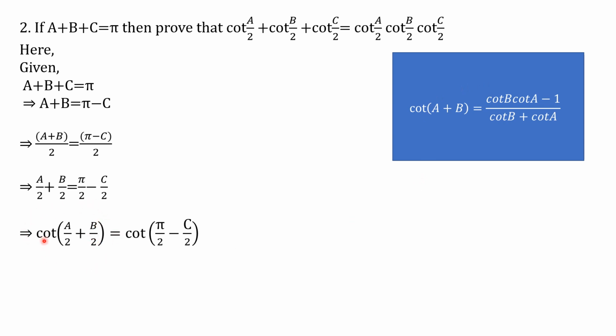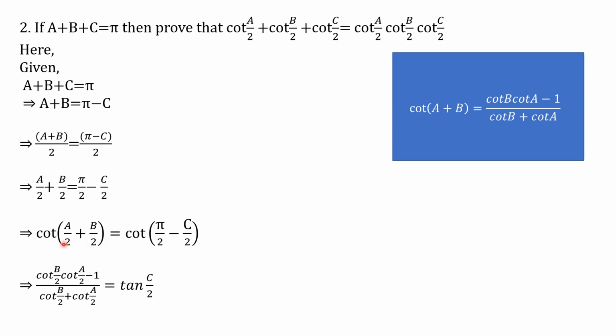This is also in the form of cot in bracket a plus b. I have supposed a by 2 as a and b by 2 as b. So we can apply this formula over here to get cot b by 2 into cot a by 2 minus 1 over cot b by 2 plus cot a by 2. And on the right hand side, we have cot pi by 2 minus c by 2. It is actually in the form of cot 90 minus theta. And we know cot 90 minus theta is tan theta. So here we have written tan c by 2. I hope this is clear to you.